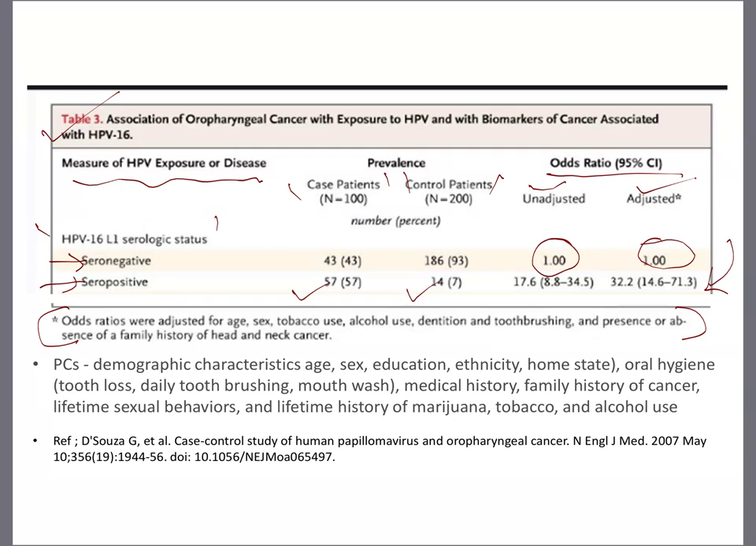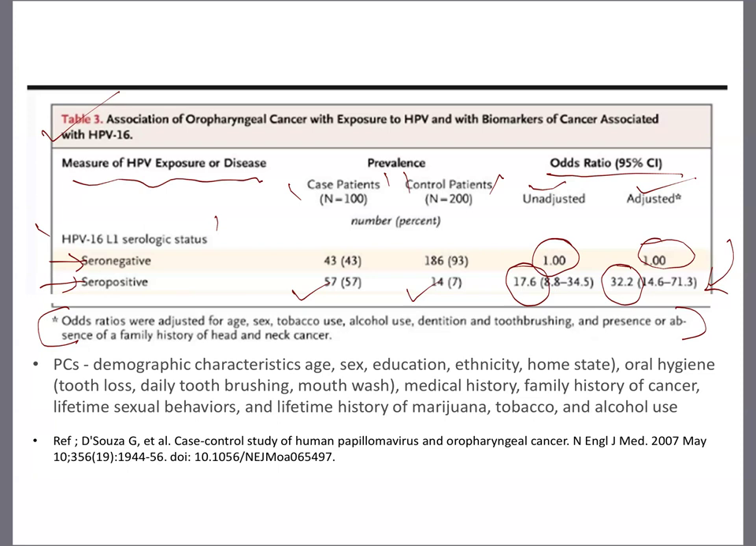Ma'am, the odds of all those potential confounders, there is no association among seronegative and seropositive of HPV 16 L1 serologic status. No, please look at the values carefully, Anjana. The odds ratio is 17.6 and 32.2. Ma'am, after adjusting for the potential confounders, the people who had HPV positive, the seropositive patients, had 32.2 times higher risk of oropharyngeal cancer as compared to the seronegative ones.